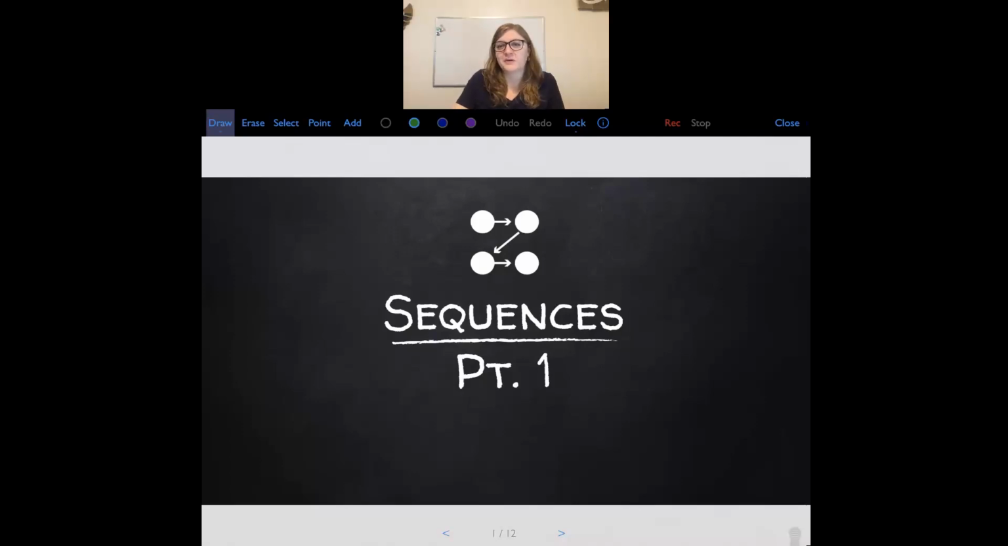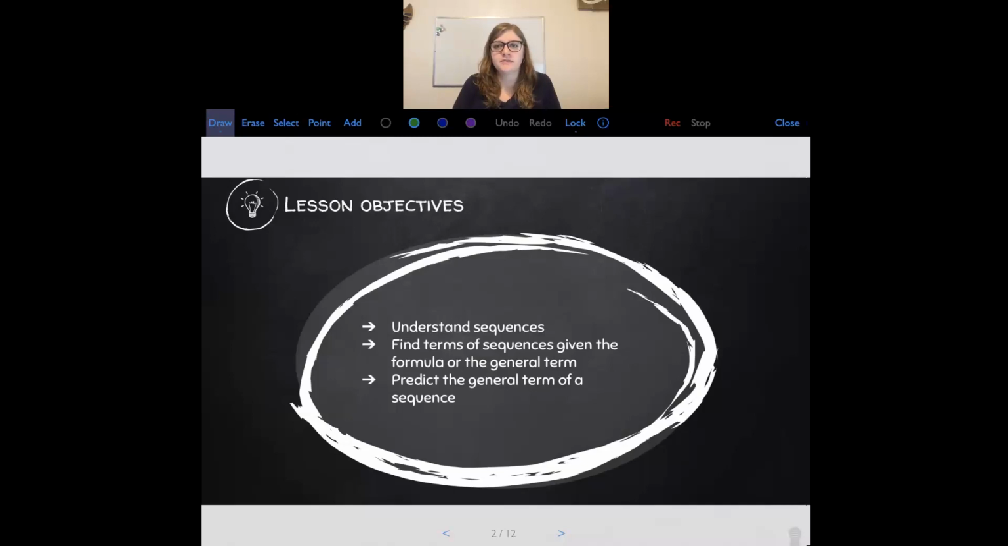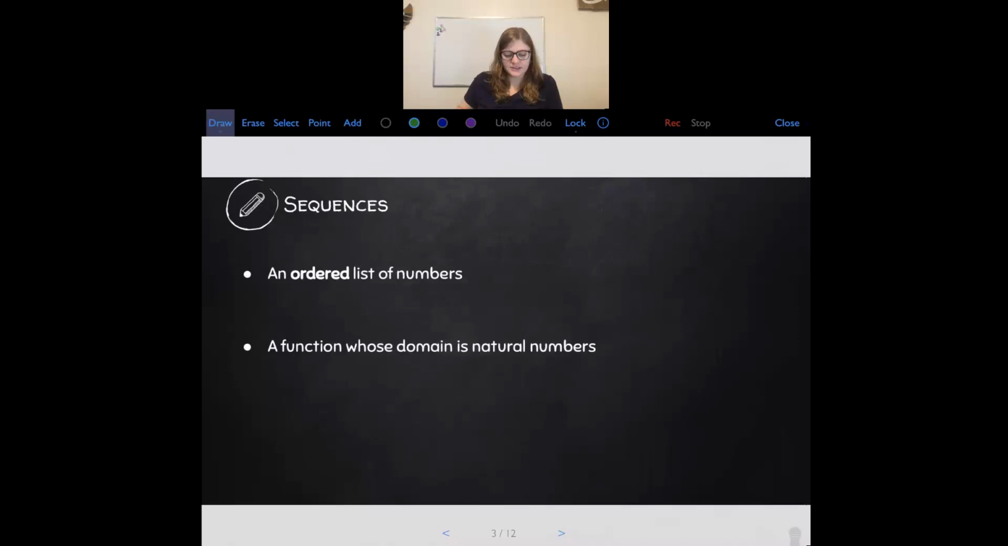In this lesson, we are going to go over sequences. This is part 1. Specifically, our objectives are to understand sequences, to find terms of a sequence given the general formula or the general term, and then we'll also learn to predict the general term of a sequence. So first, let's talk about sequences.